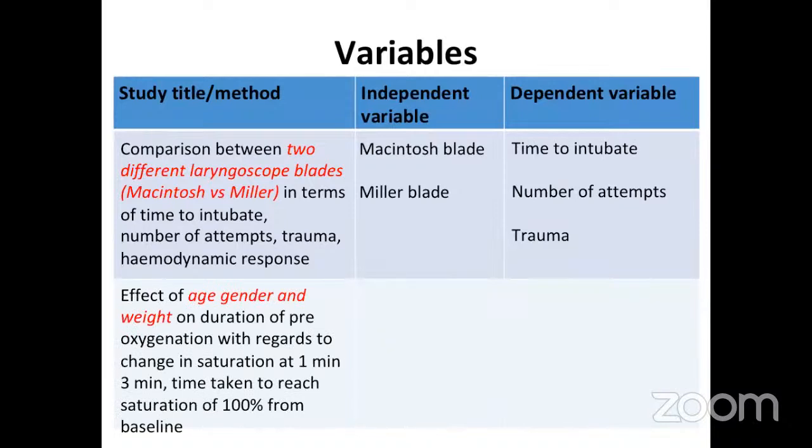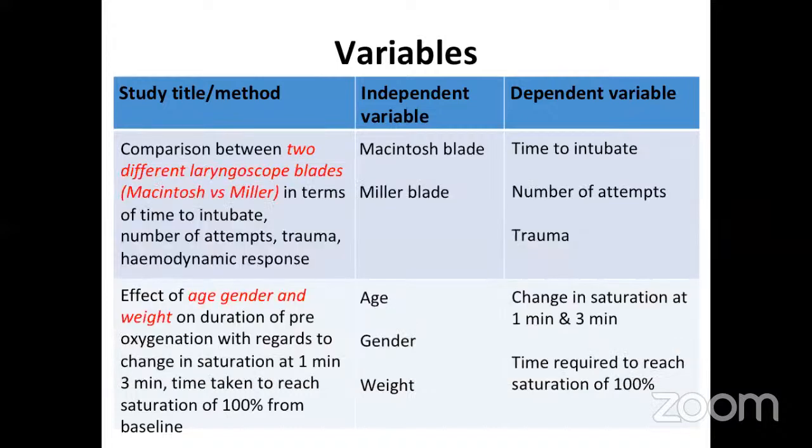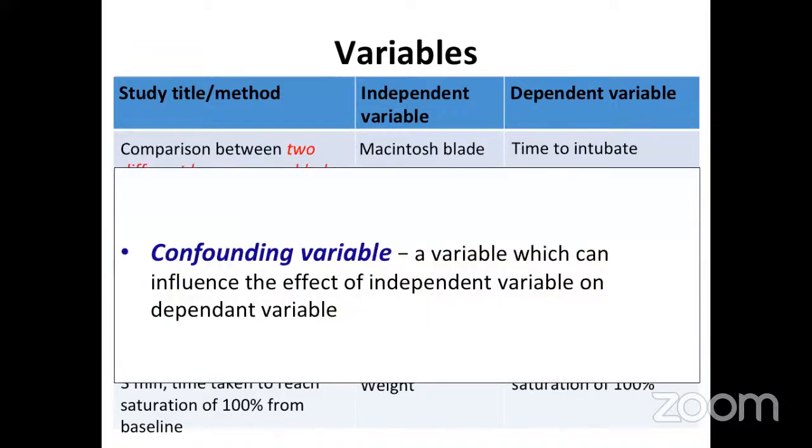Different types of laryngoscope blades. The independent variable is the Macintosh and the Miller blade, and the dependent variable will be time to intubate, number of attempts, and the incidence of trauma, etc. Likewise, you have the effect of age, gender, and weight on duration of desaturation. So age, gender, and weight are the independent variables, whereas change in saturation at 1 minute and 3rd minute, and time required to achieve 100% saturation, are the dependent variables.